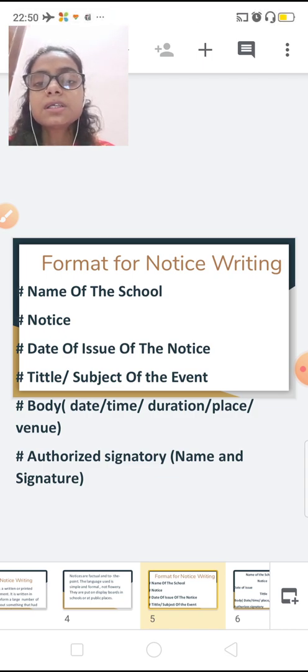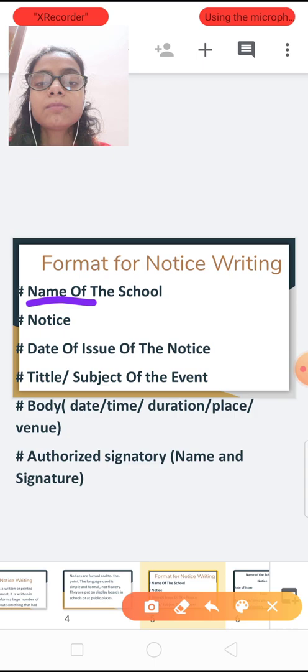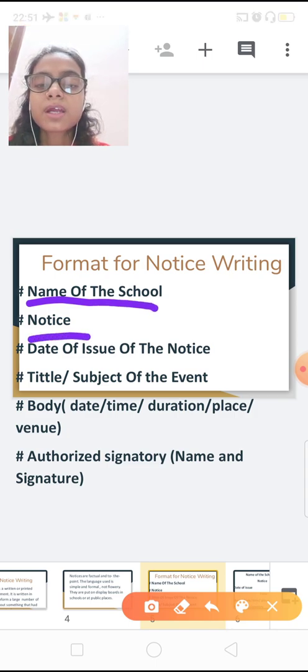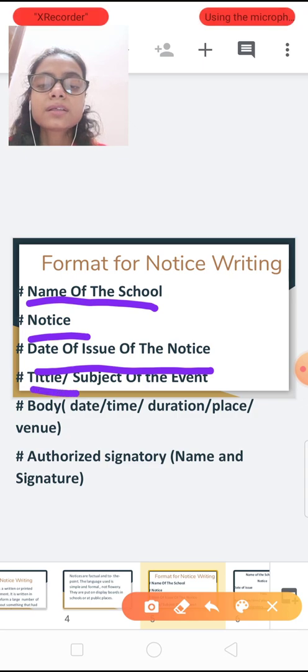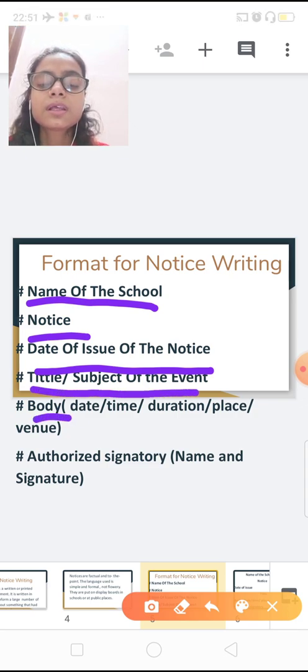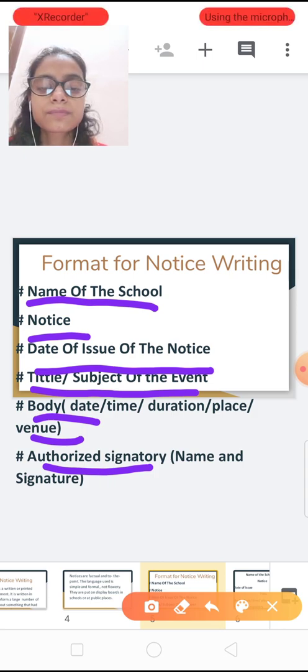I am repeating the points again. Name of the school, then we write notice, then date of the notice, then title, main point, then the content, and at last the authorized person.